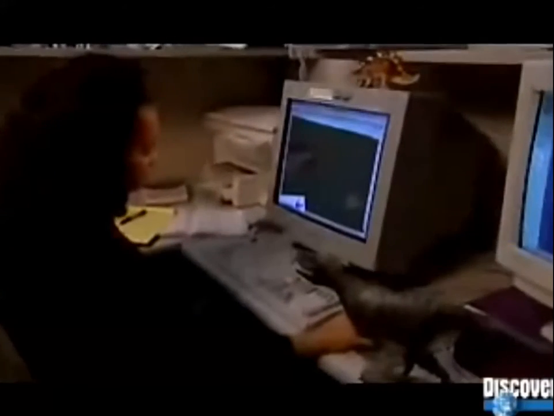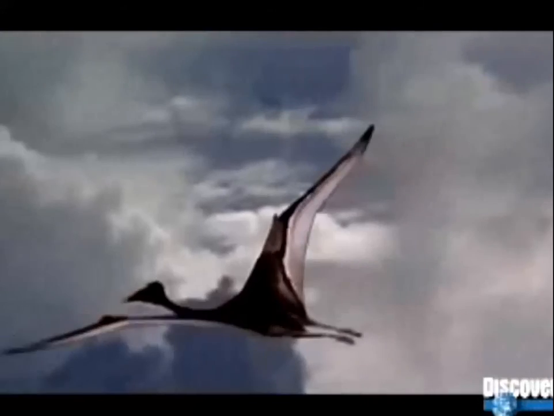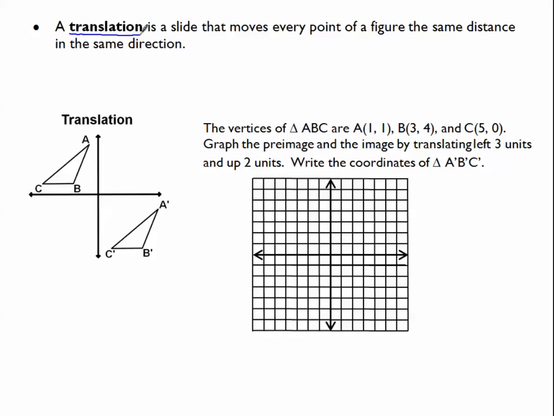These transformations help artists build the creatures on screen with depth and the sense of motion, making the animals and their worlds look real. We set out to make dragons as convincing as possible. Let's have a look. So let's talk about a translation.